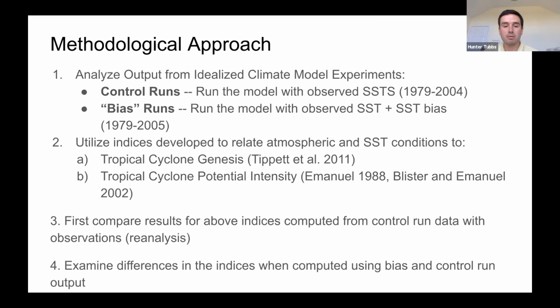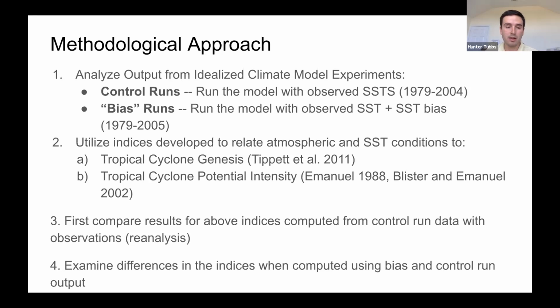For the control runs, I run the model with observed sea surface temperatures between the period of 1979 and 2004. These runs were already completed prior to the start of this project, I should note. I'm simply using the output. And then there were also bias runs where the model was run with observed sea surface temperature plus the SST bias for a similar time period.